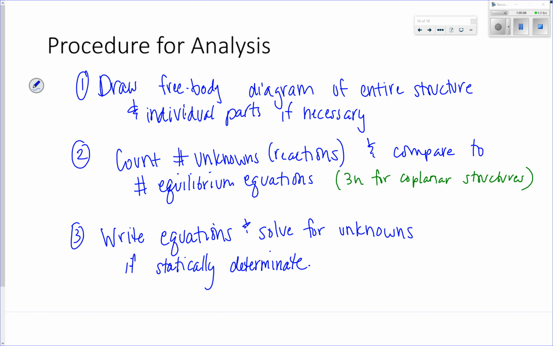So draw your free body diagrams, draw them of your entire structure and individual parts if you need to. Count your number of unknowns, compare it to your number of equilibrium equations. If you have enough reactions, if you have R equal to 3n for a coplanar structure, then that means it's statically determinate, and you can write your equations and solve for your unknowns using those equilibrium equations. If not, we'll have to go to more advanced methods. So with that, we've finished the introduction to this class, and we'll be moving on to statically determinate trusses after this. Thank you.